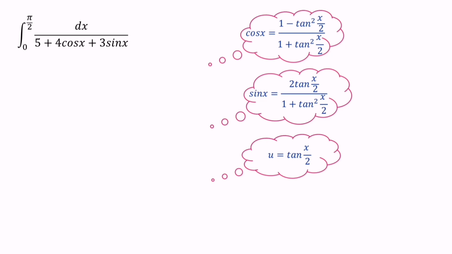After that, we can find dx value in terms of du. And finally, we can change the upper limit and lower limit corresponding to u variable. Then we can simplify this integral. Clear? Let's jump into the question.